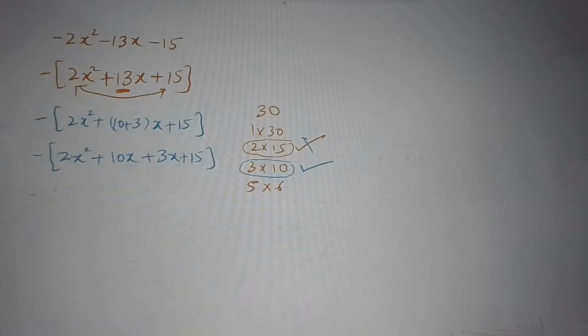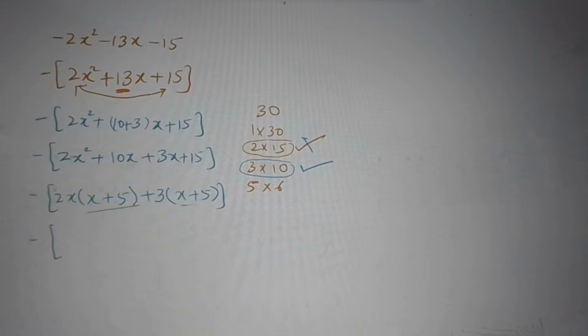And then you can see that what is common in 2x and 10x is 2x, right? This is common. 2x is taken from 2x square, x is left. 2 is taken from 10, 5 is left, right? X is also shifted out, so 5. Plus 3x plus 15. What is common in these two? 3 divides both of them. So x plus 5.